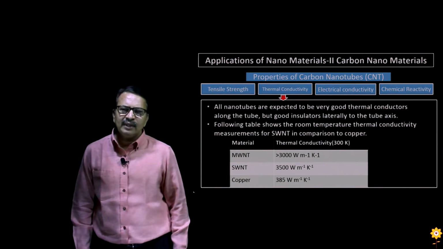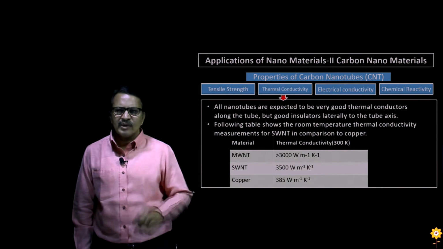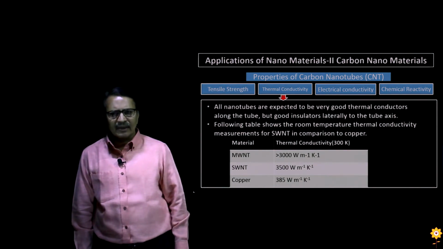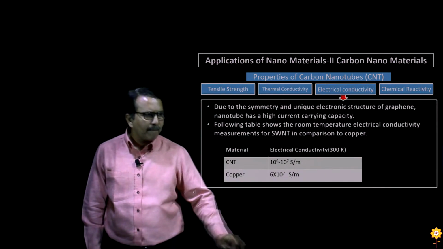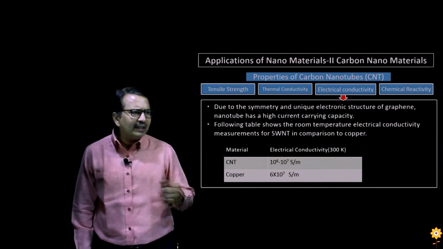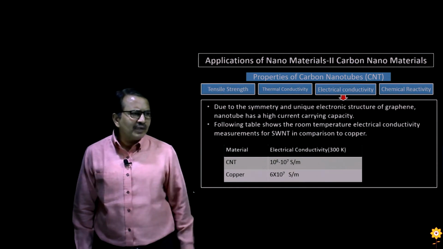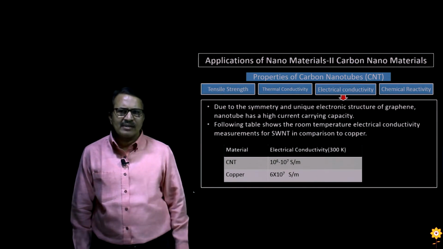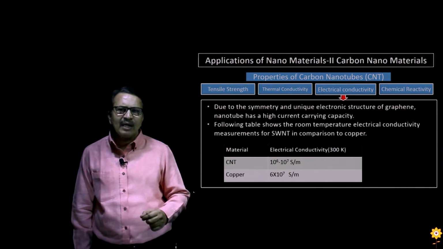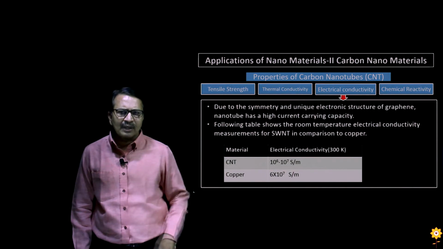Another important property that is applicable for the carbon nanotubes is their electrical conductivity. Now due to the symmetry and the unique electronic structure of graphene, the nanotubes will have a very high current carrying capacity, and due to that, they will have a very high electrical conductivity.